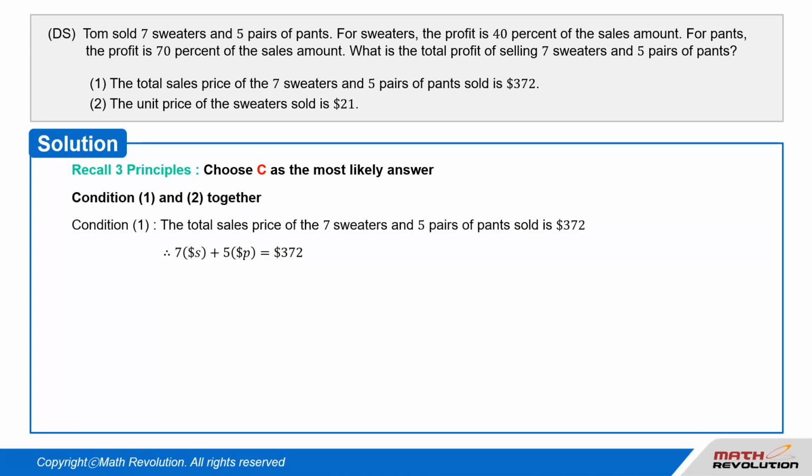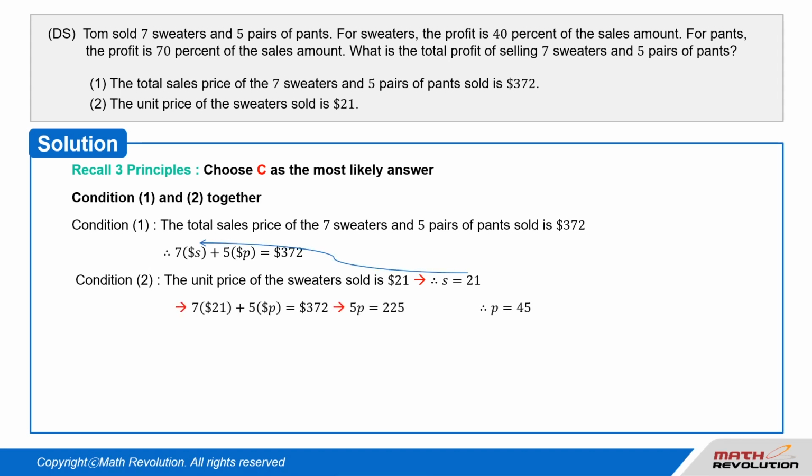Let's solve the question now by looking at both conditions together. Condition 1 tells us that the total sale price of 7 sweaters and 5 pairs of pants is $372. That is, 7 times S plus 5 times P equals 372. And condition 2 tells us that the unit price of sweaters is $21. That is, S equals 21.